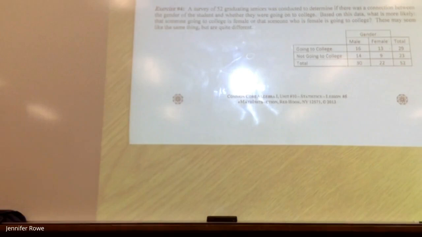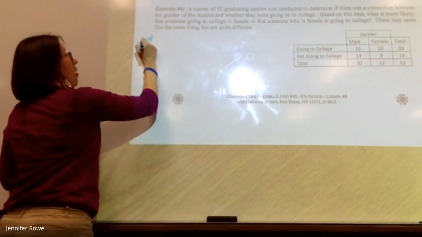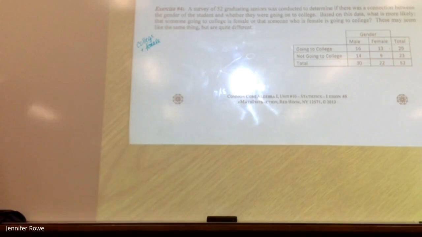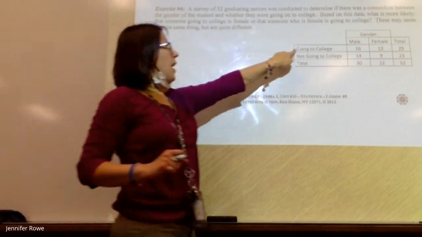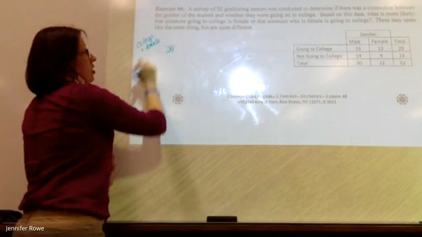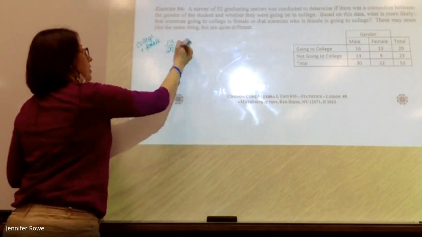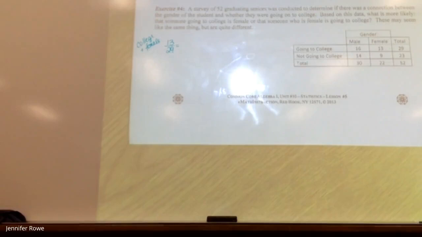Someone going to college is female. Okay. So this is college plus female. How many kids are going to college? 29. Okay. Of those, how many are female? 13. All right, my calculator, kiddos. Give me a number. 0.448. Did you really check? Yeah. So 0.448, so 0.45?